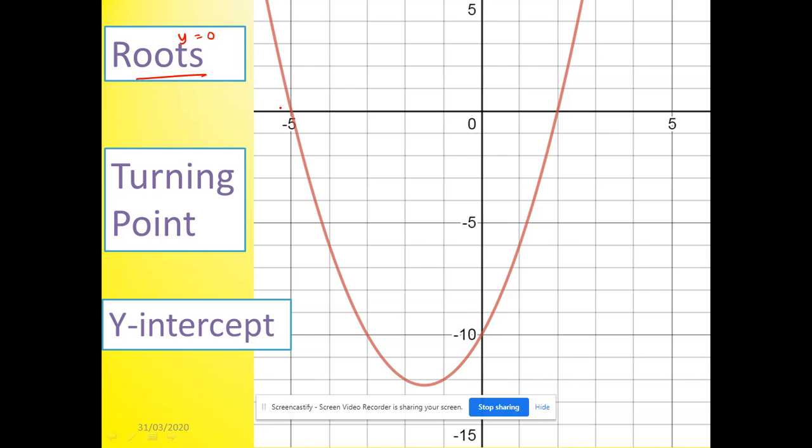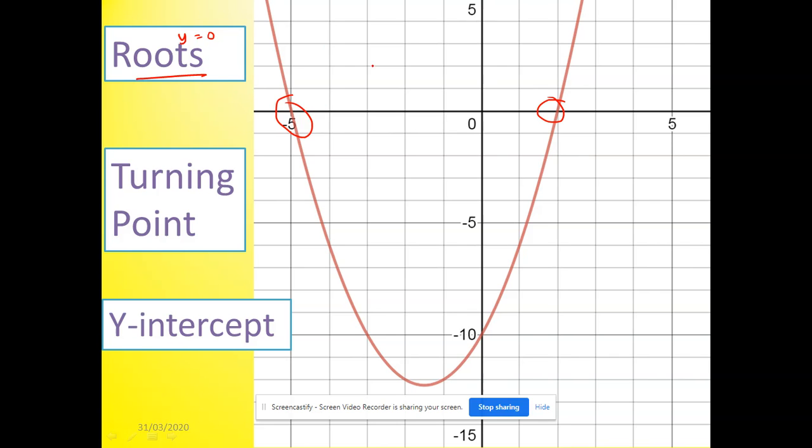So if in the quadratic formula your calculator tells you that there's no solution, that is fine. That basically means it's not crossing the x-axis. Okay, so the roots, we've got two roots here. We've got the negative root and we've got what's known as the positive root.